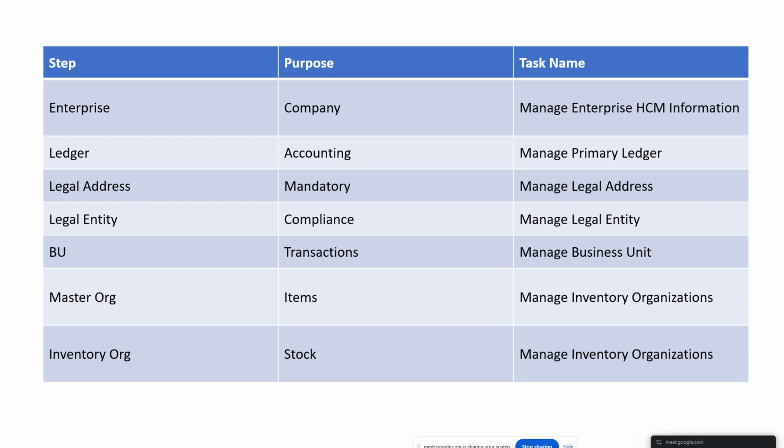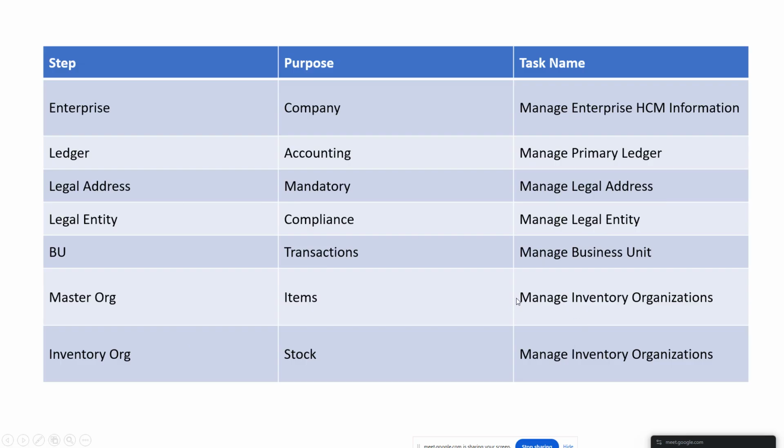I gave you one sheet. I used to call it a cheat sheet, where you are going to remember the task names for each enterprise-related item you are going to utilize. I gave you the task name on the right-hand side. What is the purpose of it? If you want to figure out the enterprise, this is the task name. If you want to figure out the ledger, this is the task name: a legal address and legal entity, a business unit, master organization and inventory.